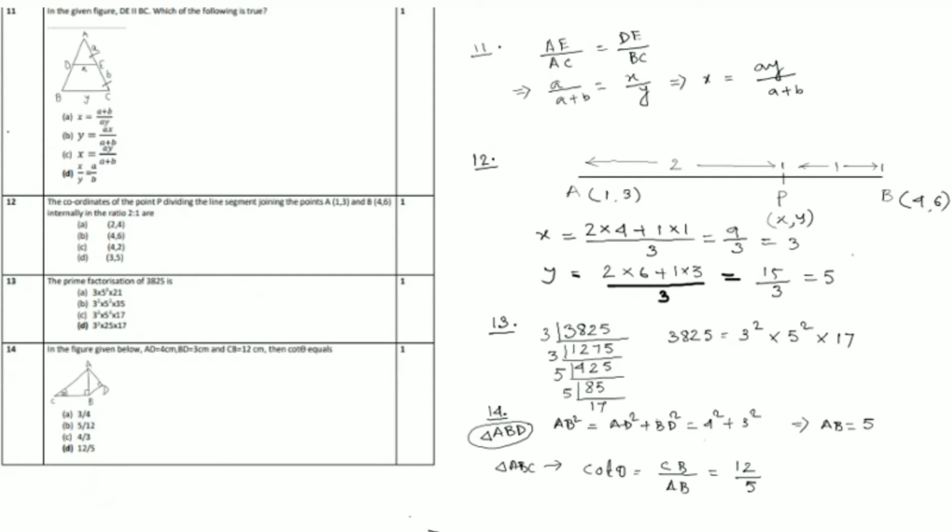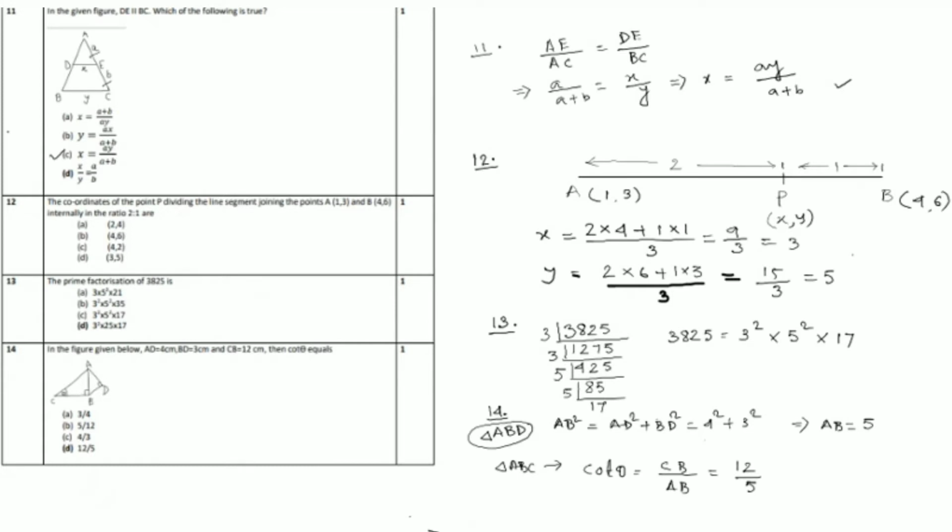Okay, and DE is equal to X and BC is equal to Y. Here it is given, so it is X by Y. Therefore, X will be Y into A divided by A plus B. So which statement is right? It is option C.